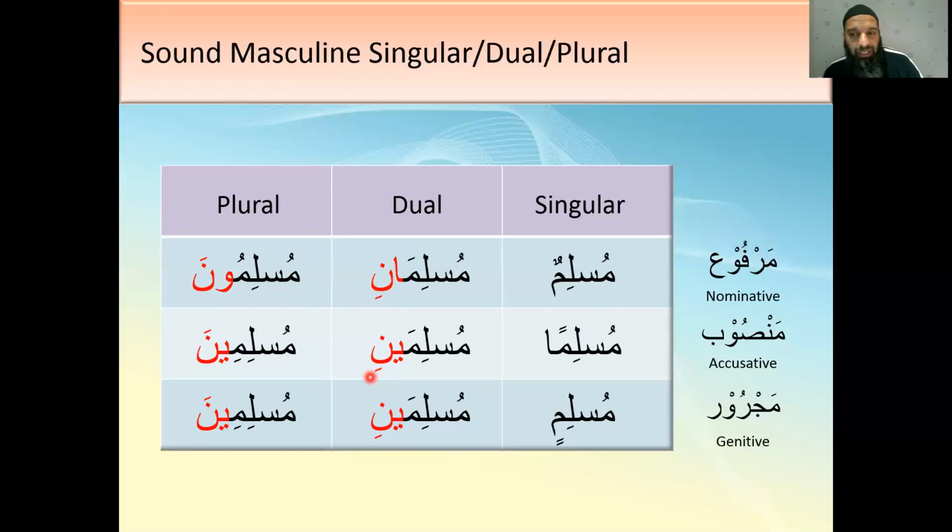Does it matter if it's feminine or masculine? Yes, we're just doing the masculine ones first. So if you look at the plural now, it's just ina at the end, ina. So muslimina means many Muslims in the mansub case or the majroor case. So if kafiruna is disbelievers in marfu, what is disbelievers in mansub?